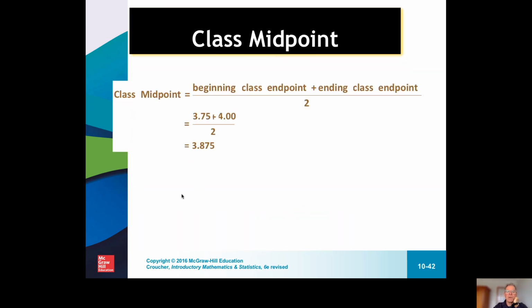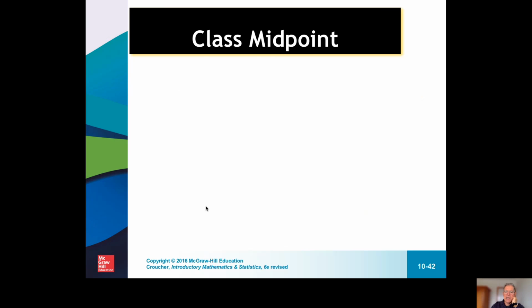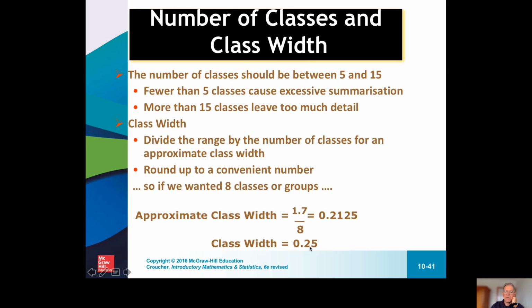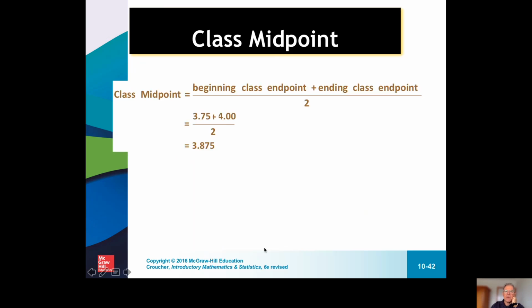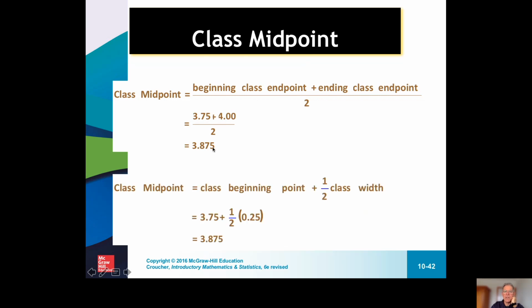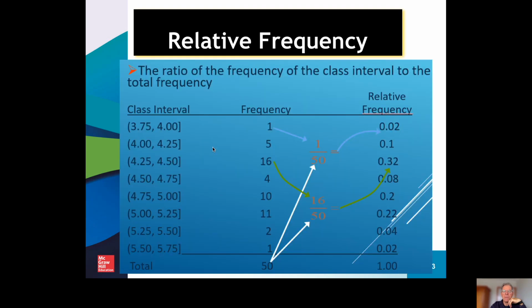So we do that, 3.75, and add, just going to go back, add 0.25. So my first group, 3.75 to 4, and to find the midpoint, divide by 2. You might say, why are we interested in finding the midpoint? Well, we'll show you on the next slide in a couple of minutes.